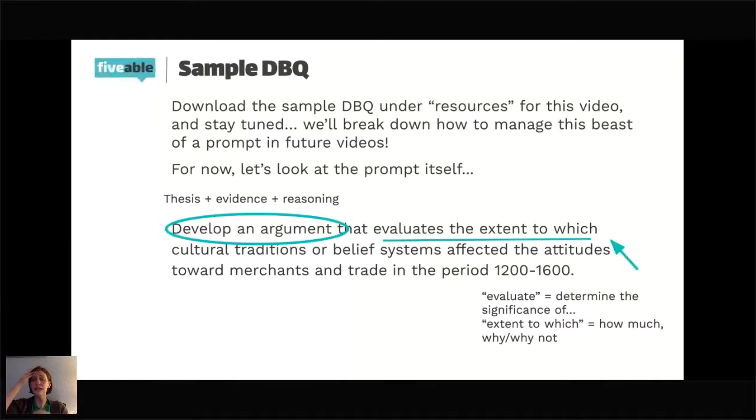And so I'm seeing a couple people in the chat having a little debate about what this question is actually asking us about. And this question is asking us about how cultural traditions or belief systems that exist in the world, how did those things affect the attitudes of that place, probably, toward merchants and trade? So how would the cultural traditions or belief systems of a place in the world affect the attitudes toward merchants and trade in that part of the world?